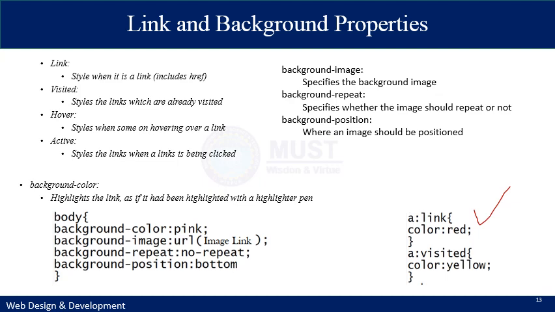So here is a typical example of an anchor link. If the hyperlink contains a hyperreference, it will be red, and if you have already visited the link, the color will be yellow. Similarly, background color can also be changed. It highlights the link as if highlighted with a highlighter pen. Background image specifies the image, the background repeat property specifies whether the image should be repeated or not, and position specifies where the image should be positioned. So this specifies the background color should be pink, and there should be an image, no repeat, and positioned at the bottom.